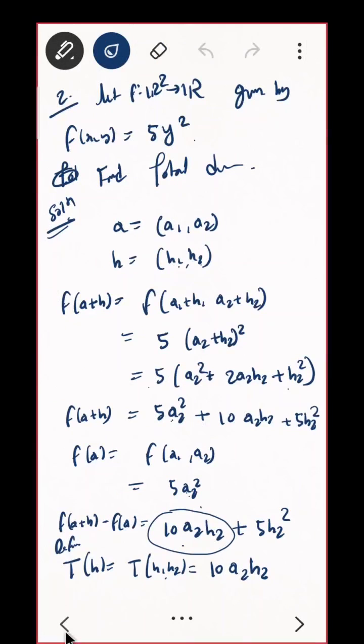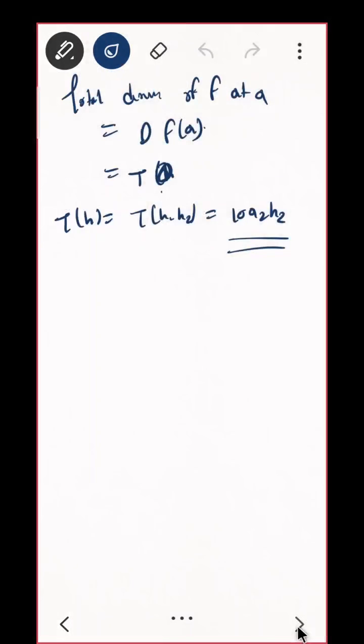Let us go back quickly and try to see. The function was this, 5y square. I first wrote a equal to a1 a2, h equal to h1 h2, then found f of a plus h, found f of a, then tried to see this subtraction. I'm getting this 10 a2 h2 plus 5 h2 square, correct? Now from this expression, the next part is to guess which value I should use for the transformation. So definitely the linear part. Linear part means the part with h1 h2 linearly, so there should not be a square term. So this will be my linear part, so that is my T of h. And actually here only we have got the answer. The next thing we are doing is verification of whether what we assumed is correct or not. That is the next part. Correct? Is that okay?